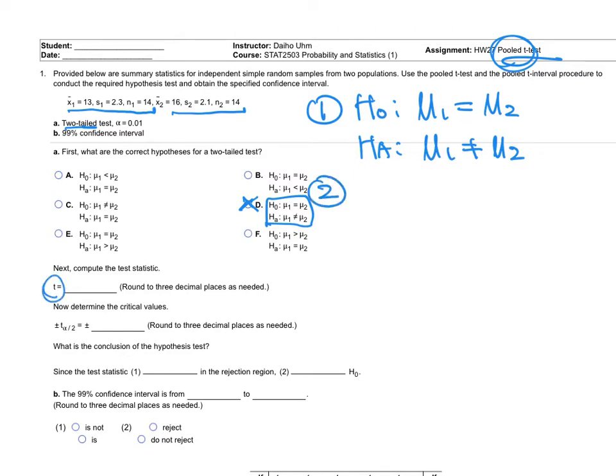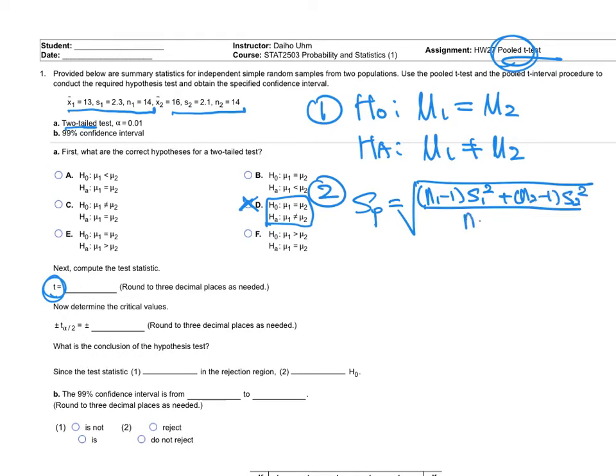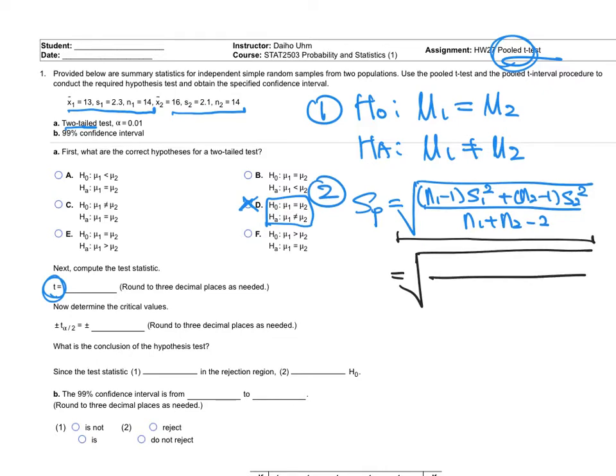now here, the test statistic is very long. First, we need the pooled standard deviation, SP. That is the square root of n1 minus 1 times s1 squared, plus n2 minus 1 times s2 squared, over n1 plus n2 minus 2. Please take your time. It is a very long calculation. So first, we put the formula. And now, let me assign the statistics one by one.